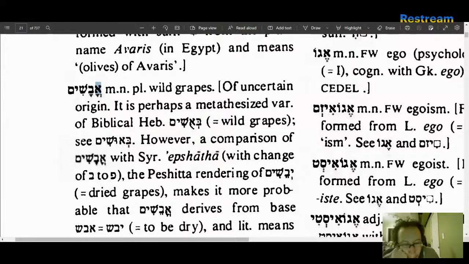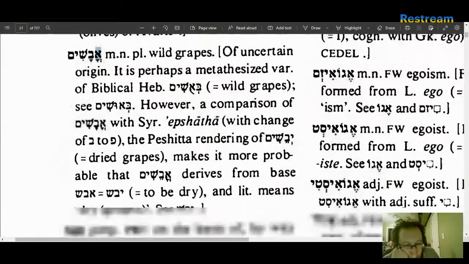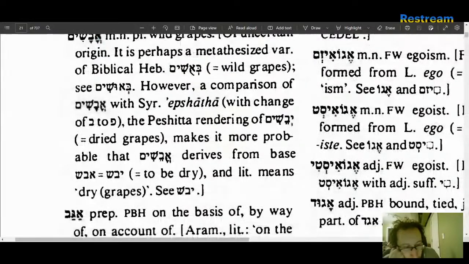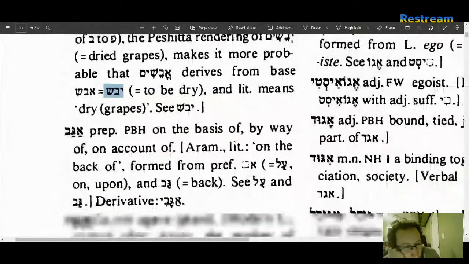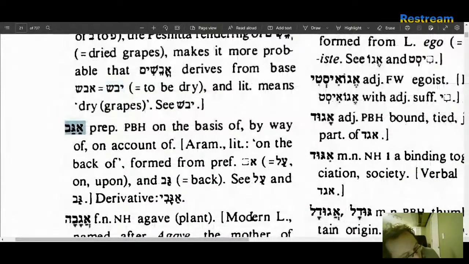So they say it makes it more probable that abashim derives from the base yabesh, which means to be dry, and it literally means the dry grapes. Okay, so then it goes into ag as well. So it looks like we're done with Aleph Bet words.